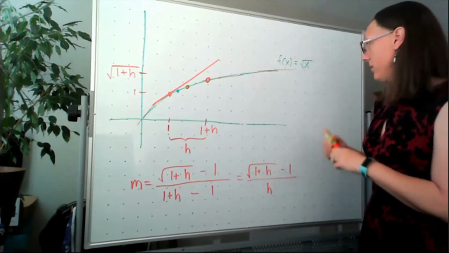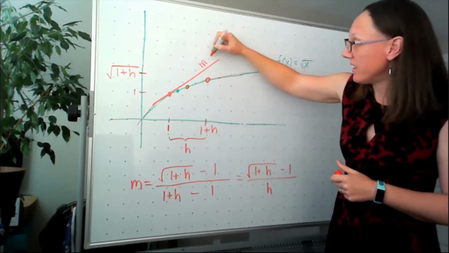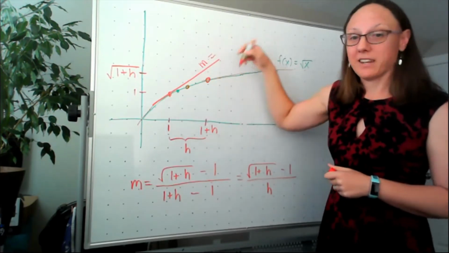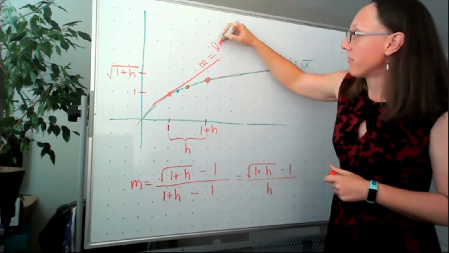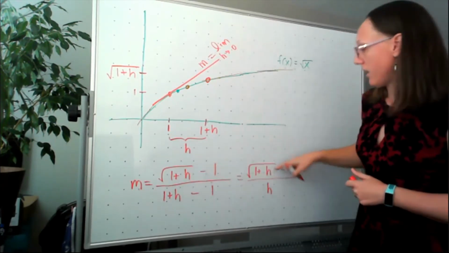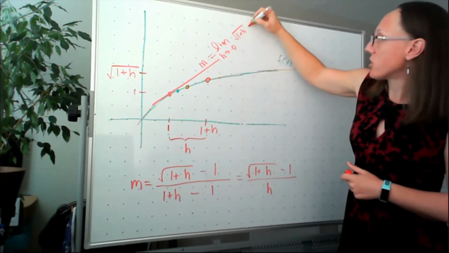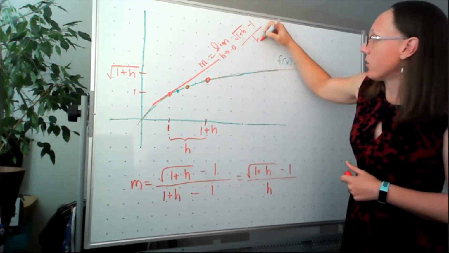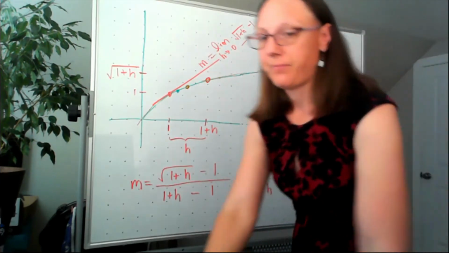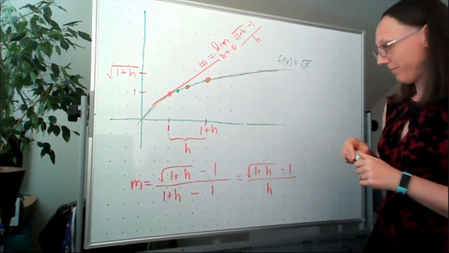So if I want to find the slope of that tangent line, it's going to come from looking at the limit as h approaches 0 of the square root of 1 plus h minus 1 all over h. Let's actually evaluate that limit.